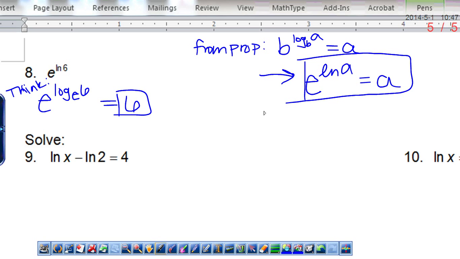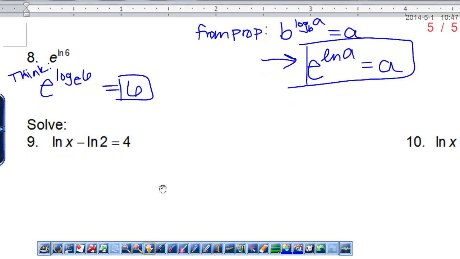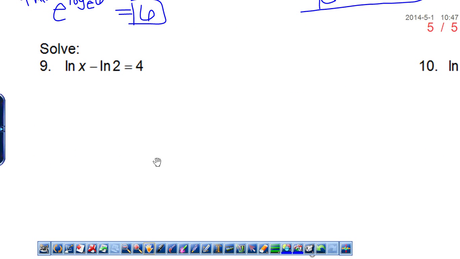All right, we want to solve for x. So look at number 9. The natural log of x minus the natural log of 2 is equal to 4. What would we maybe do first? Condense. If we condense, what are we going to have? Natural log of x over 2 is equal to 4. Okay, what base is implied here? e. So how could I rewrite this? e to the 4th is equal to? x over 2.